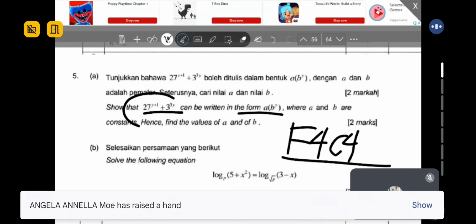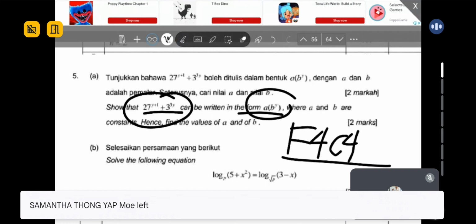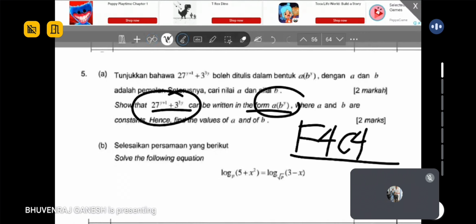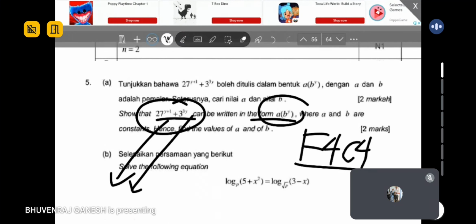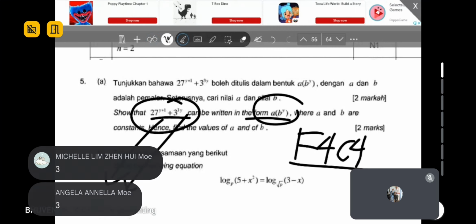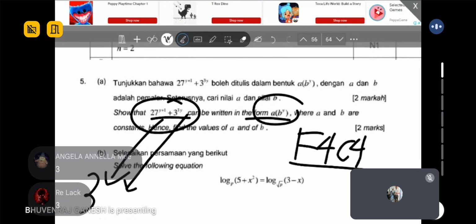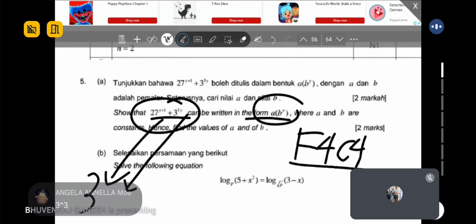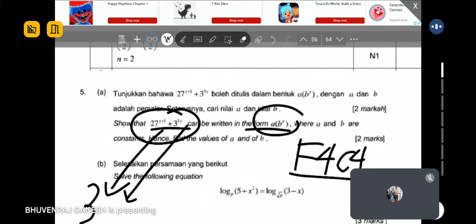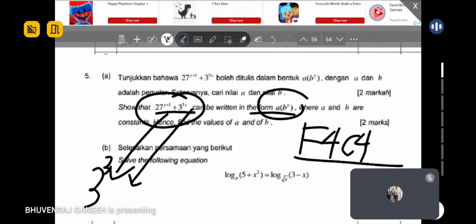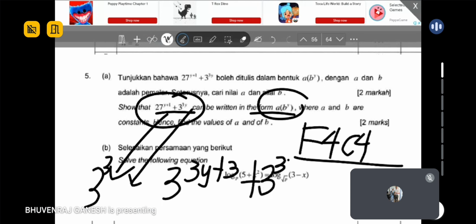Okay, so this one, they ask you to show it can be written in this format. So you must simplify. Okay, so guys, when you see these two numbers over here, what base do you want to change to? Kamu nak tukar kepada asas apa? Soalan ni. Yes. Asas 3 kan? Base 3. Because 27 and 3, the common base is base 3. Itu adalah asas yang sempurna. So 27 you can change to 3 power 3, correct? So you will get 3 power 3y plus 3 plus 3 power 3y.